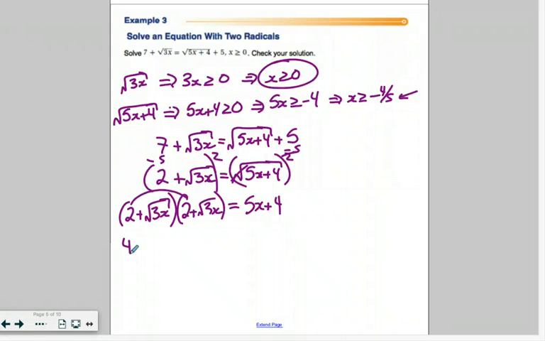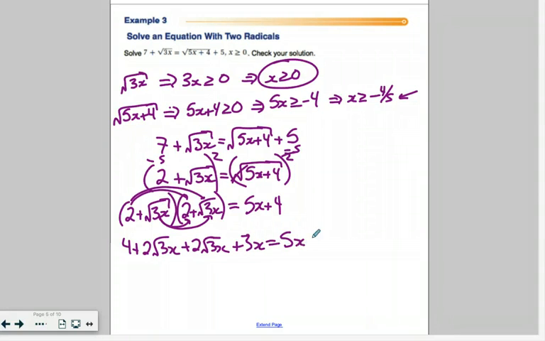So 2 times 2 is 4. 2 times root 3x is 2 root 3x. Root 3x times 2 is another 2 root 3x. And root 3x times root 3x just gives me 3x. And all of that is equal to that 5x plus 4.